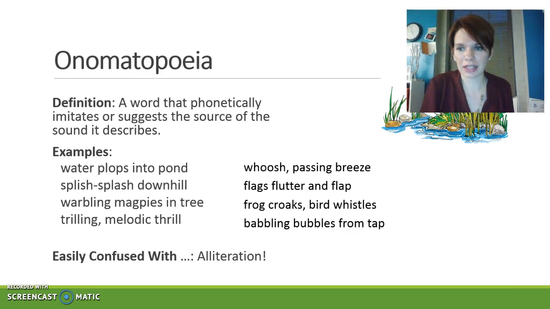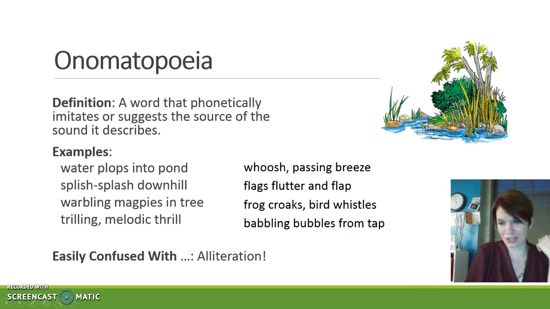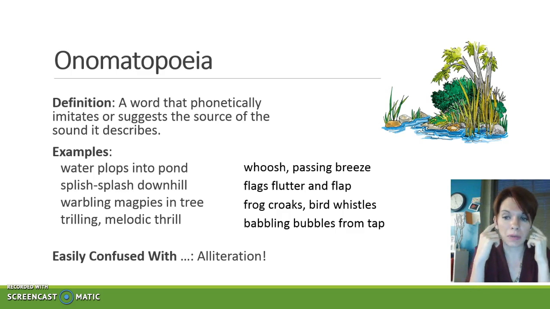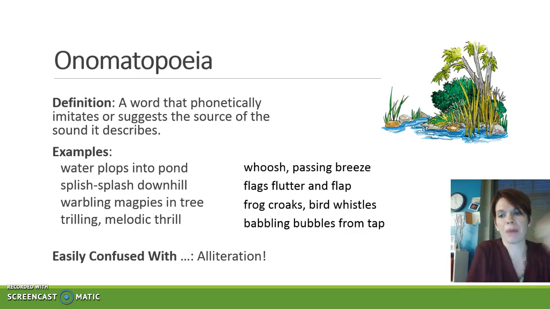Onomatopoeia, lots and lots of fun. Almost as much fun to use as it is to say. So you say it, onomatopoeia. A word that phonetically imitates or suggests the source of the sound it describes. When you think about comic books, when somebody punches and it says bap, bash, bam, those are all onomatopoeia. It's supposed to be a word that imitates a sound.